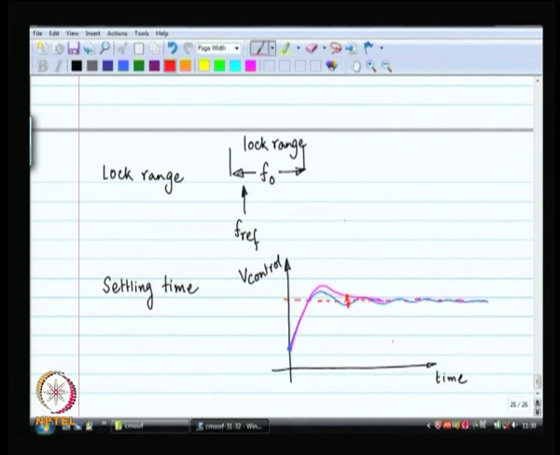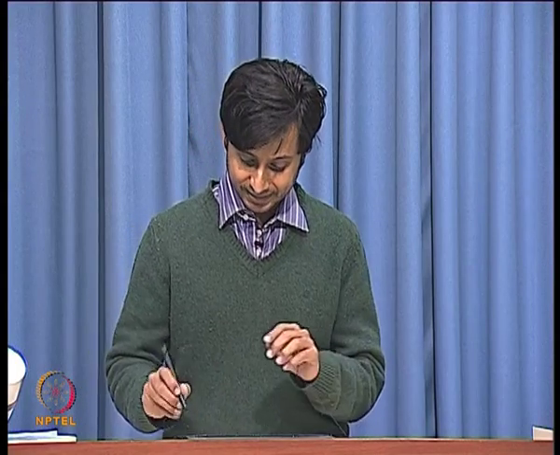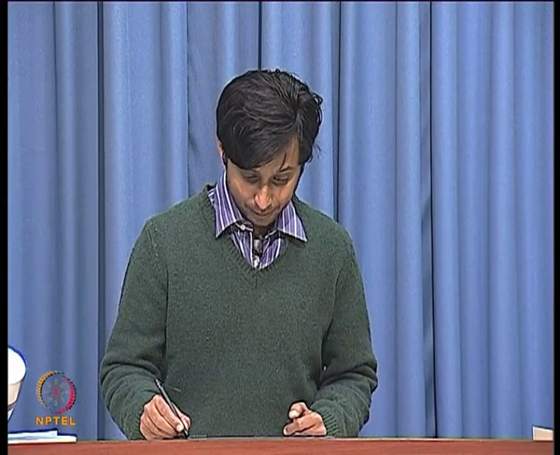what does this settling time depend on? Do you think the settling time will be more if the bandwidth is less, or the settling time will be more if the bandwidth is more, the loop bandwidth? What do you think? Does this settling time have anything to do with the loop bandwidth at all? This loop bandwidth. The settling time will be less if the loop bandwidth is more. Settling time will be more if the loop bandwidth is less.